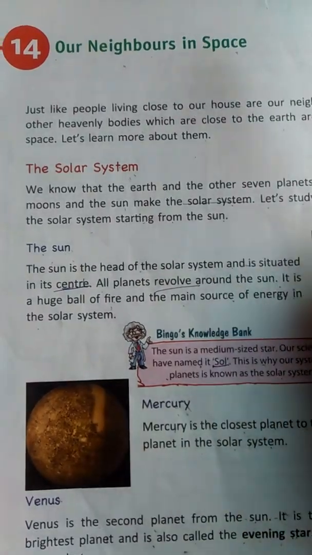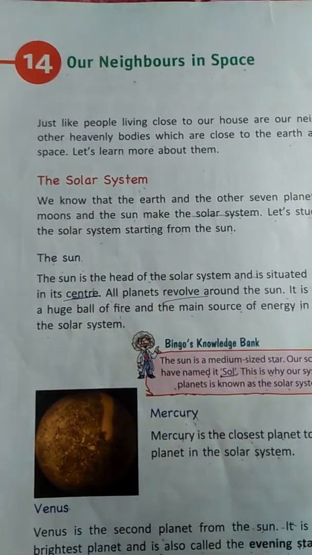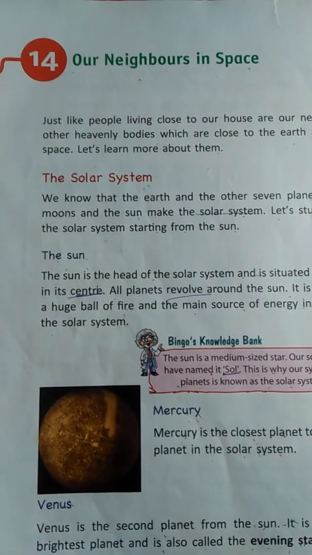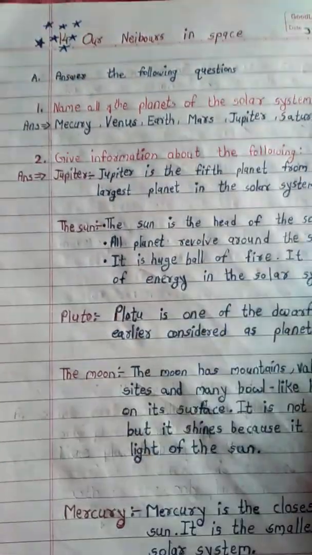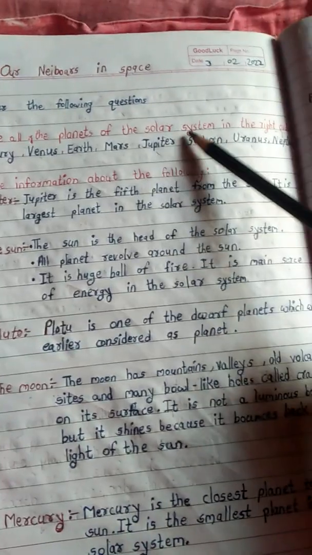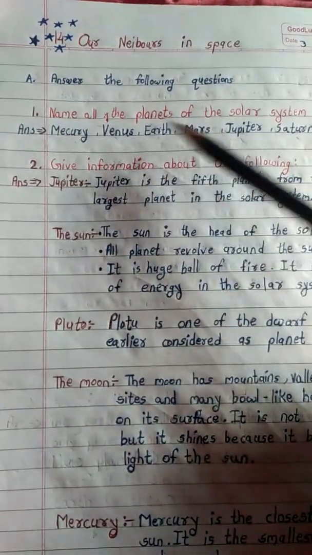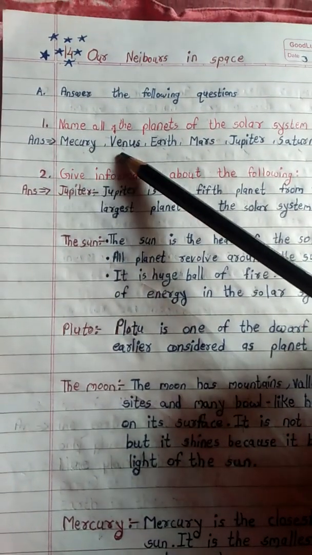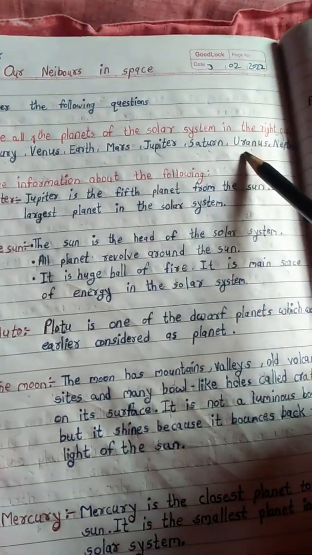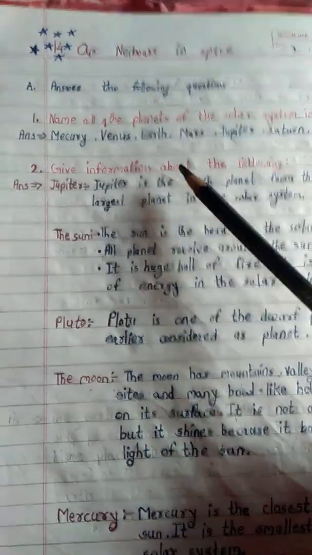Today we will see the exercise of chapter number 14, Our Neighbors in Space. Dear children, in the previous class we completed all these lessons, and now we will see their exercise. Question number 1 is: name all the planets of the solar system in the right order. So we have to write in correct order. First is Mercury, Venus, Earth, Mars, Jupiter, Saturn, Uranus and Neptune. These are all the planets present in our solar system.